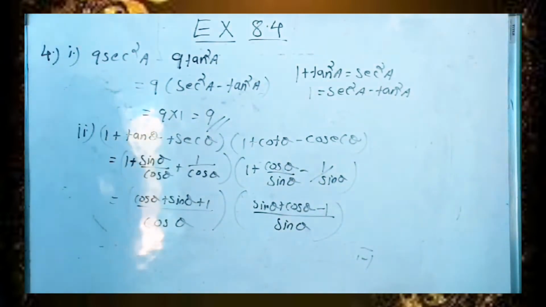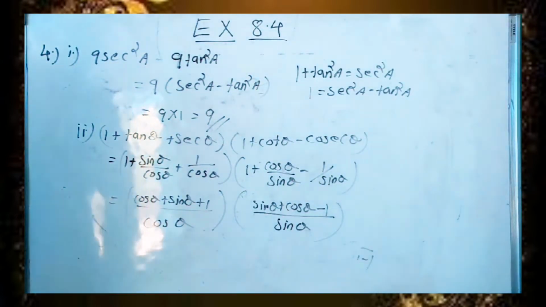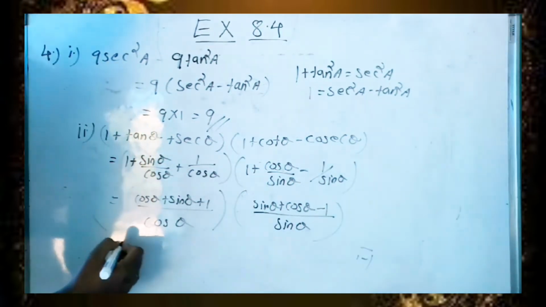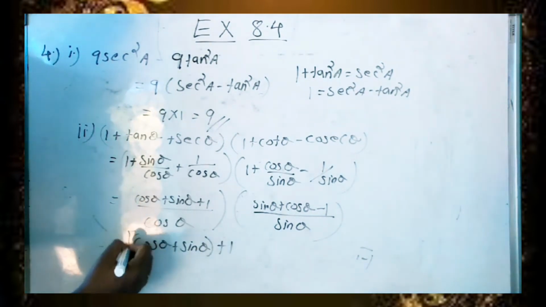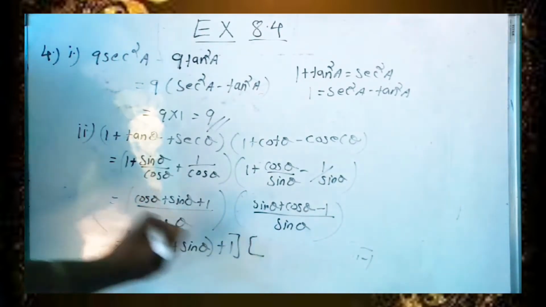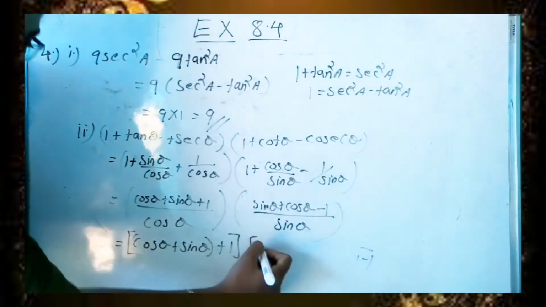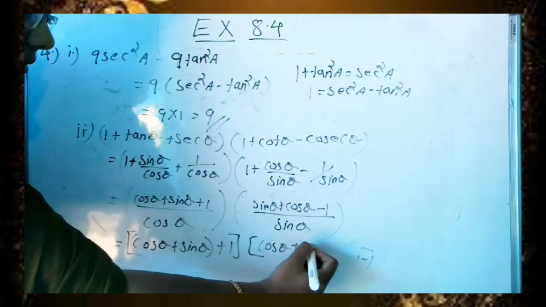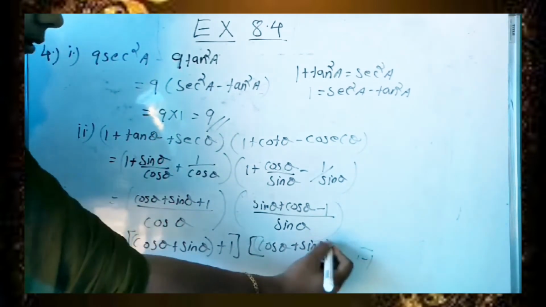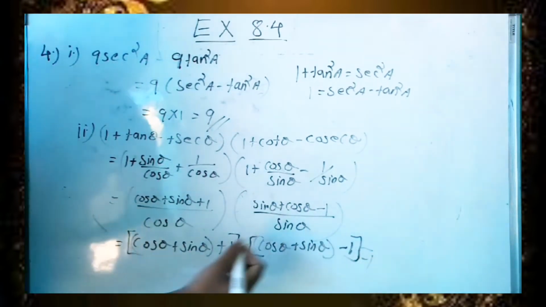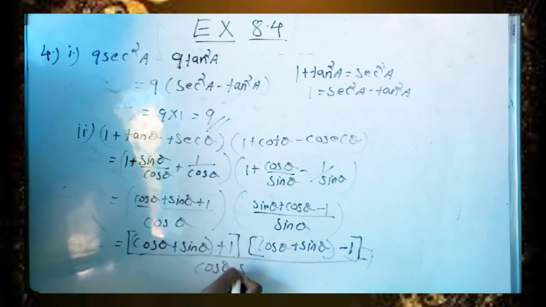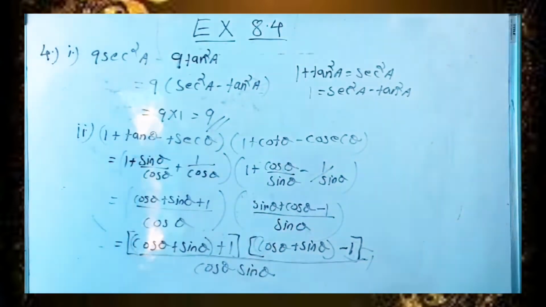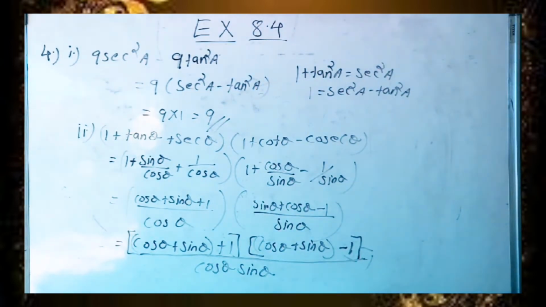Okay. Now this we can write it as cos theta plus sine theta, plus 1. This is our first term, into the second term, just rearrange the terms, then cos theta plus sine theta minus 1, all divided by cos theta into sine theta.